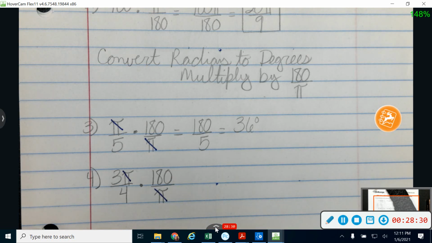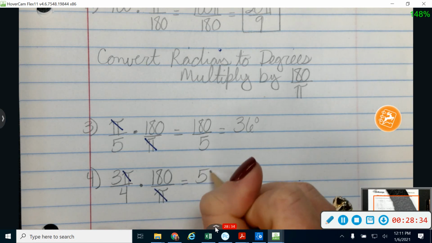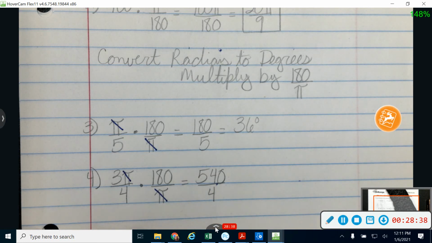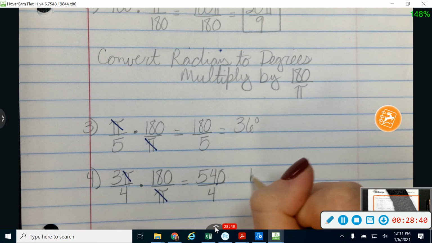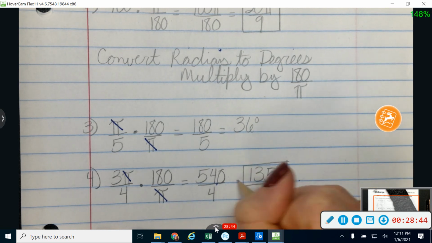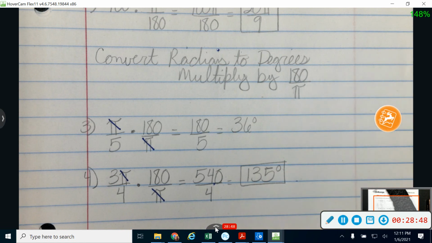So top times top, 3 times 180 gives me 540. And then I'm going to divide by 4. That gives me 135 degrees. My 5 came out kind of funny there. Any questions on that?